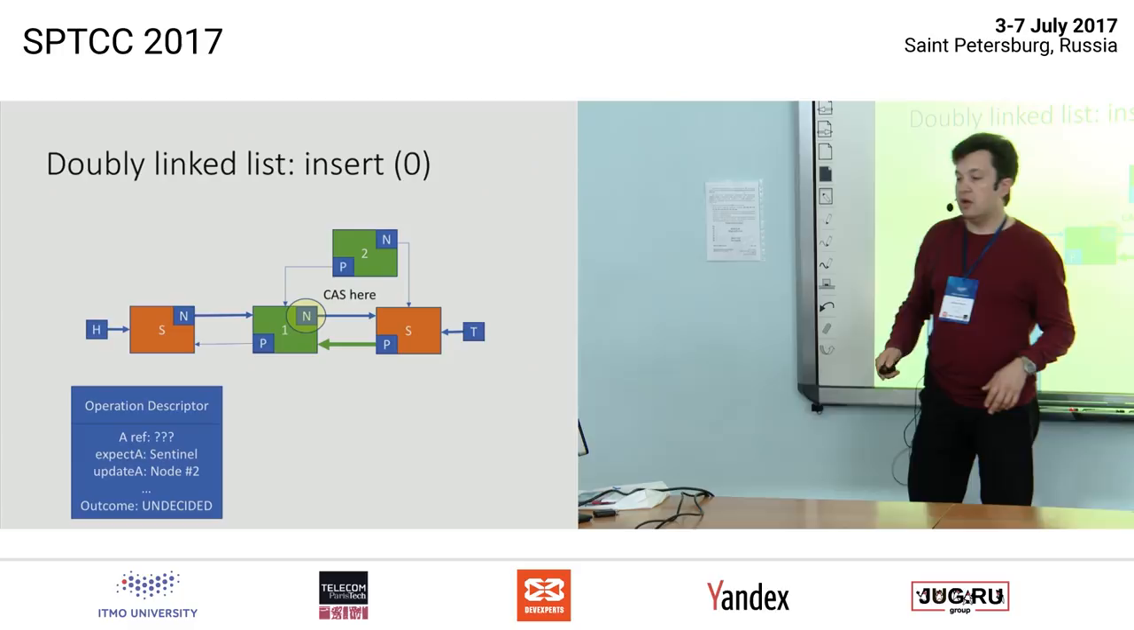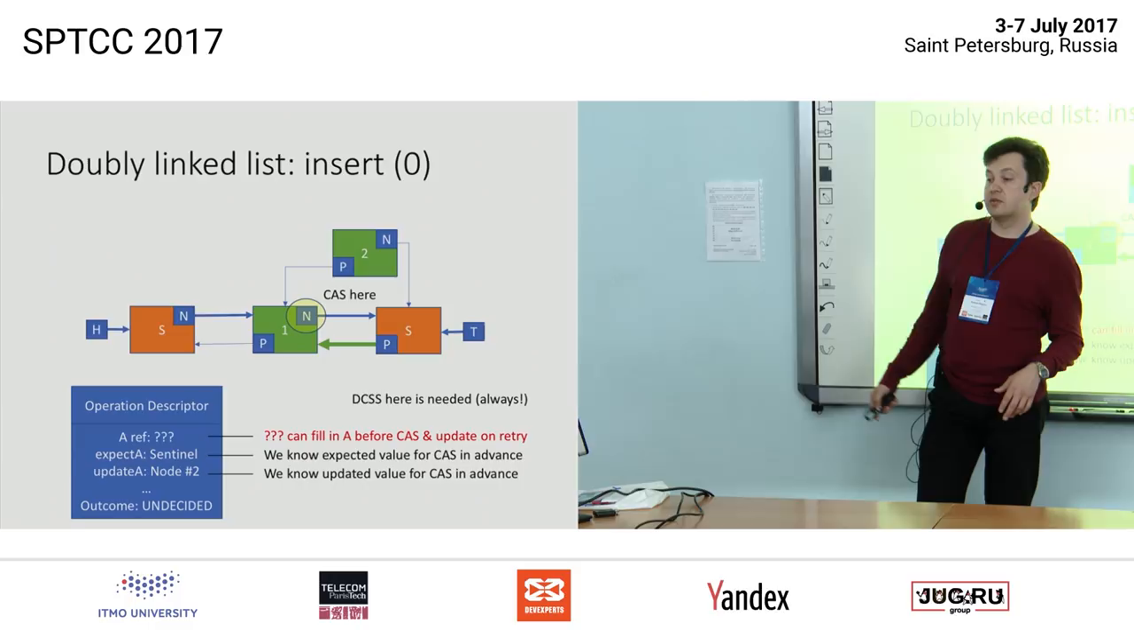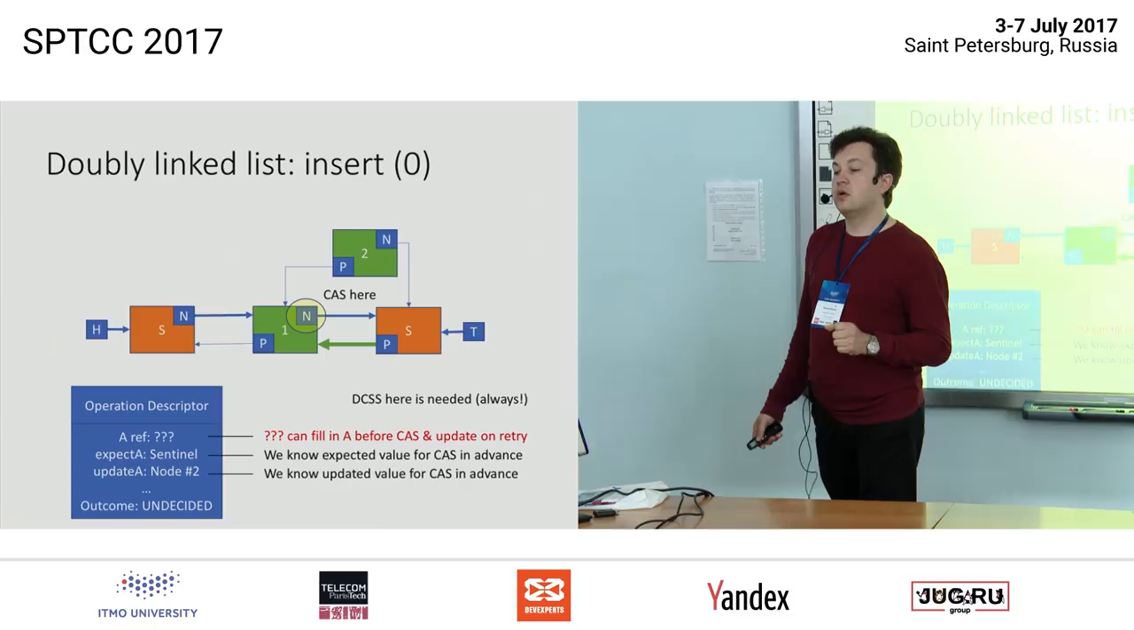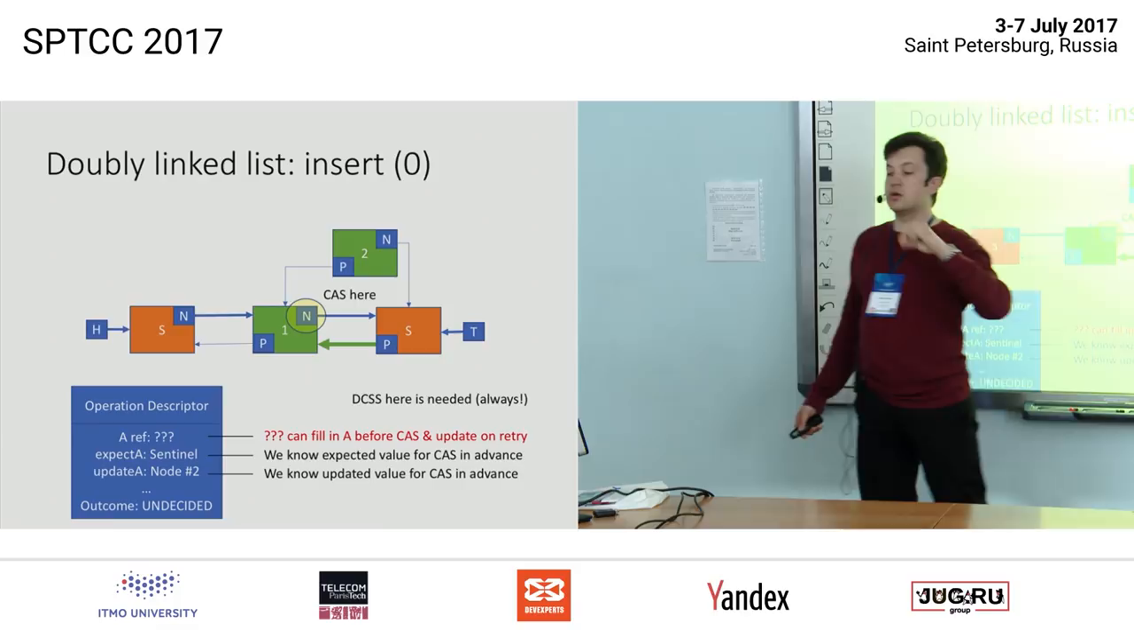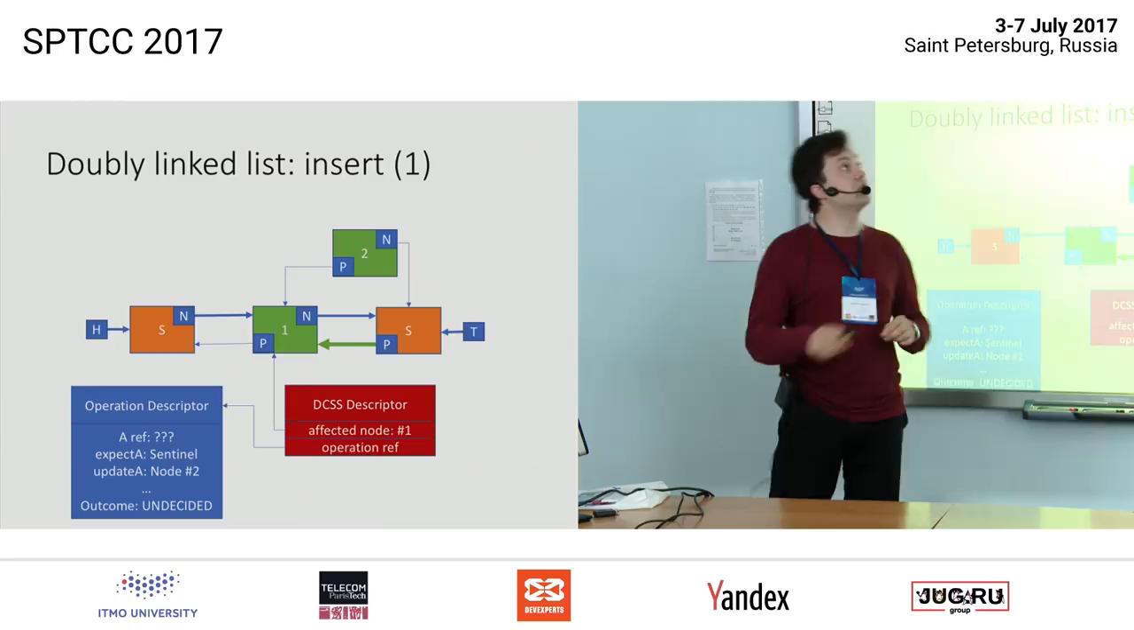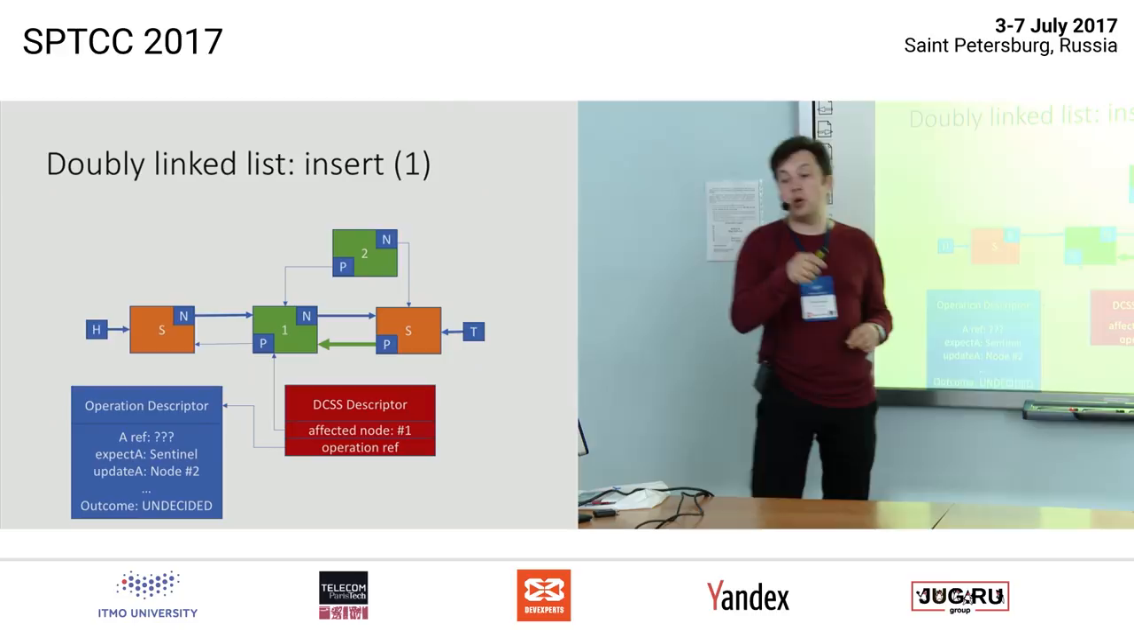We don't expect it, we don't update it, we don't know the reference. So we need to always use double compare single set here, even if it's the first operation. Remember, when we published our first descriptor, we didn't need DCSS, but here we'll use it always. So we'll create a DCSS descriptor for this. We won't fill this reference, because the first time we'll always do it through DCSS.